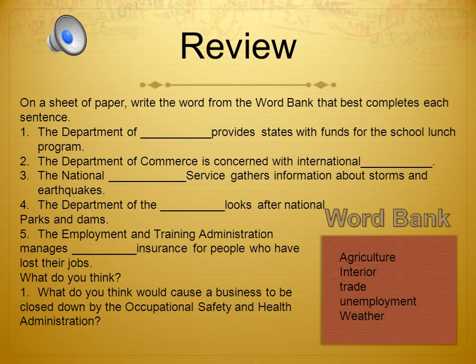Number three, the National blank Service gathers information about storms and earthquakes. Number four, the Department of the blank looks after national parks and dams. Number five, the Employment and Training Administration manages blank insurance for people who have lost their jobs. Now we're on to a what do you think? So what do you think would cause a business to be closed down by the Occupational Safety and Health Administration?